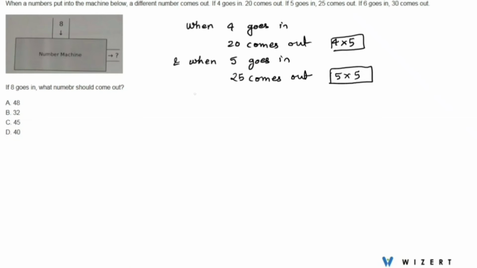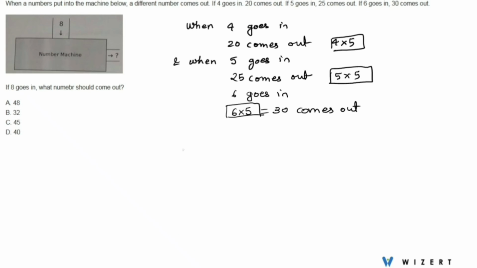Because again, the next example given is when 6 goes in, 30 comes out. 6 multiplied by 5, which is equal to 30, comes out. So we have 6 multiplied by 5 coming out.